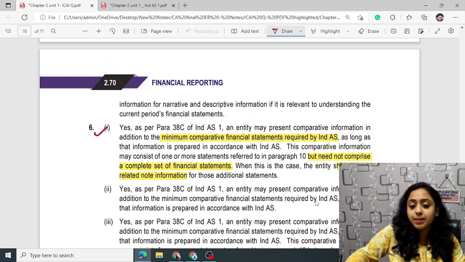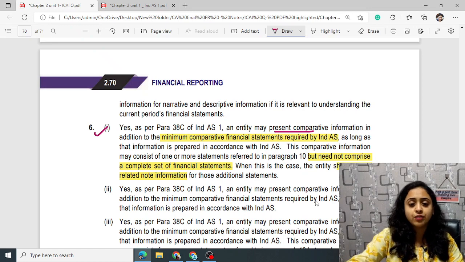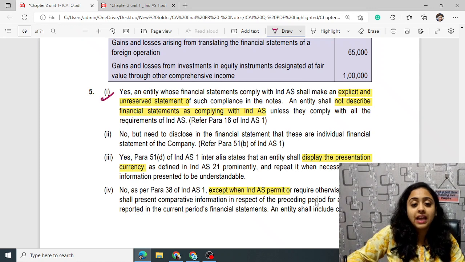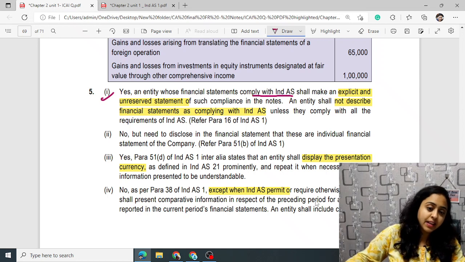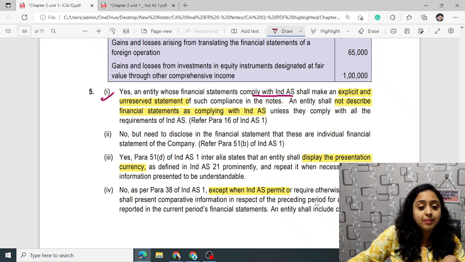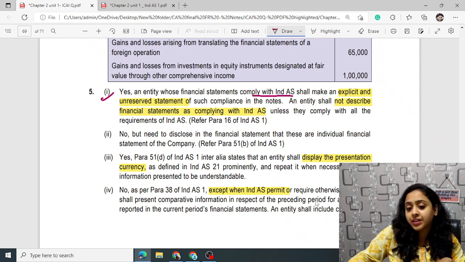An entity may present comparative information in addition to the minimum comparative financial information. No, wait, sorry. 5.1. Yes, an entity whose financial statements comply with Ind AS shall make an explicit and unreserved statement that they have complied to all the Ind AS in the notes. An entity shall not describe financial statements as complying with Ind AS unless they comply with all the requirements of Ind AS. Okay, they have to comply with all the Ind AS.